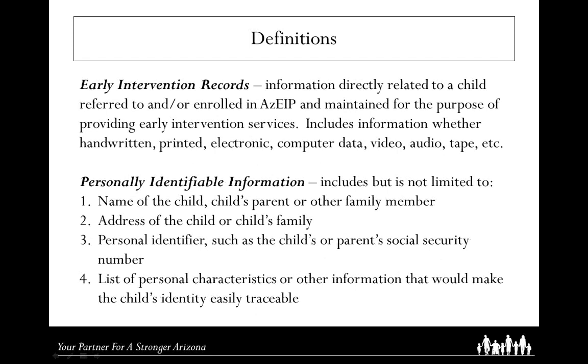Early intervention records. Information directly related to a child referred to and enrolled in AZIP and maintained for the purpose of providing early intervention services. It includes information whether handwritten, printed, electronic, computer data, video, audio, or taped. Personally identifiable information includes but is not limited to the name of the child, child's parent or other family member, address of the child or child's family, personal identifier, such as the child's or parent's social security number, and a list of personal characteristics or other information that would make the child's identity easily traceable.